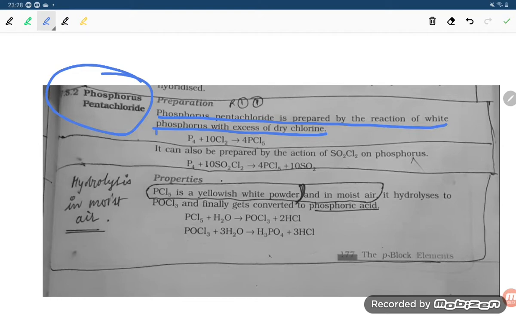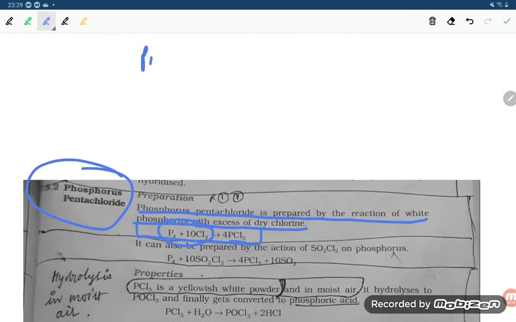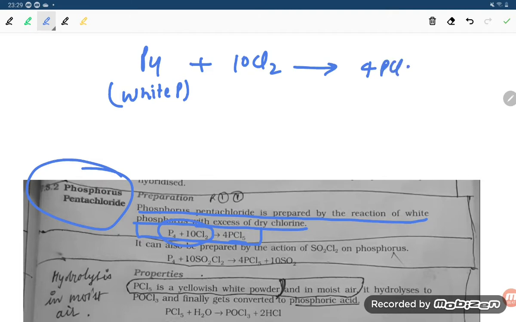If limited dichlorine is there, it will give phosphorus trichloride. But if excess chlorine is there, it will give phosphorus pentachloride. This is nothing but white phosphorus. If you add excess chlorine, 10 moles of Cl2, it will give 4 moles of PCl5.